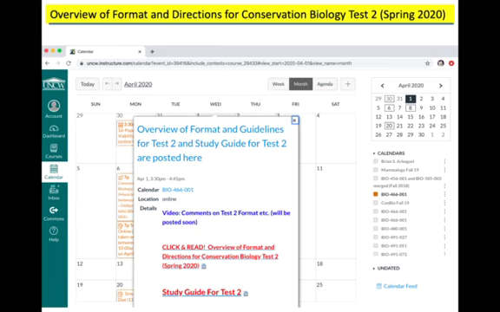Your study guide basically is like the study guide for test 1, and it goes over what kind of things are going to be covered on the exam.